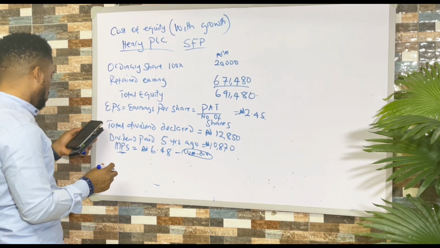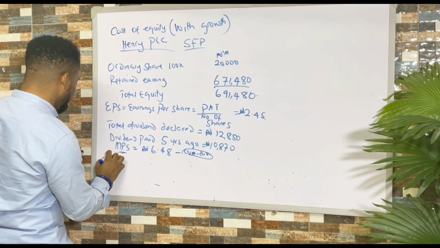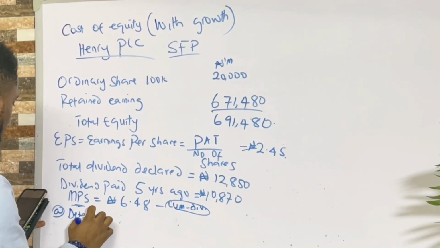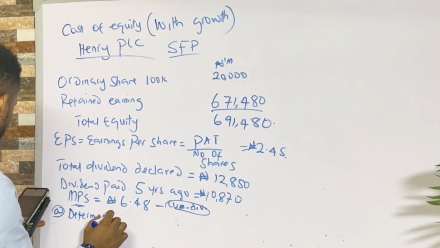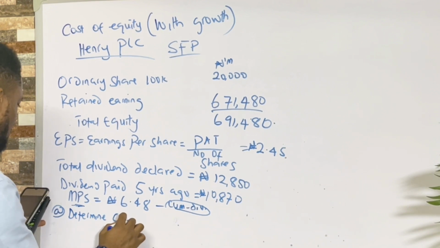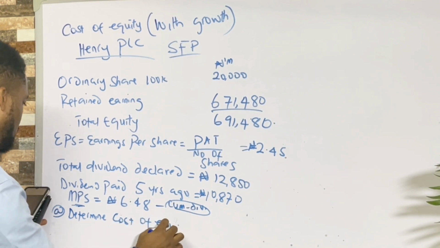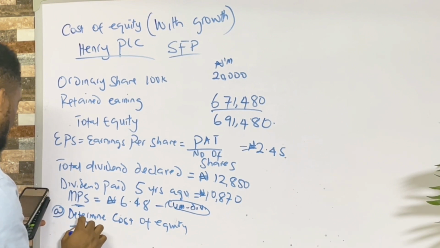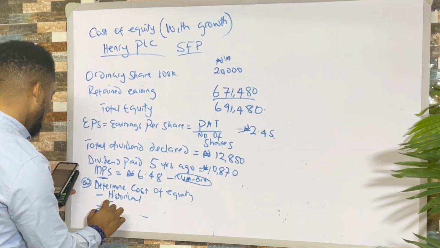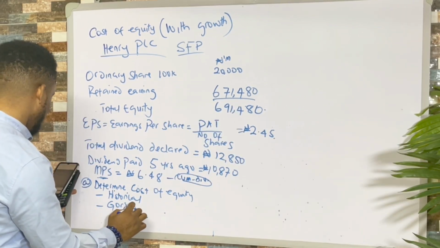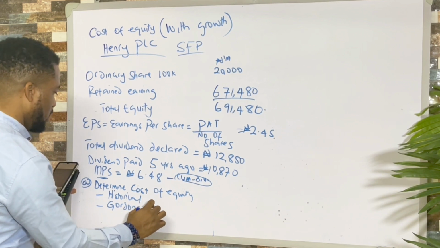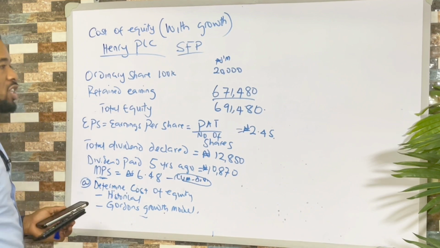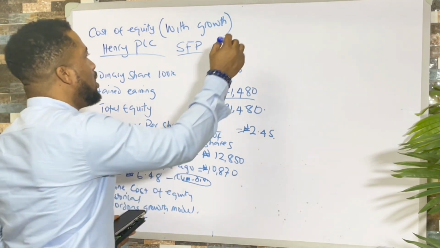Now let's look at the question. The question says we should determine the cost of equity using the first one, the historical method, and then the second, the Gordon's growth model. Basically this is the question, so let's quickly dive in.